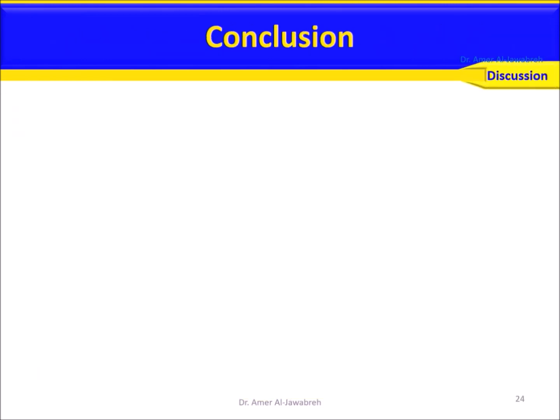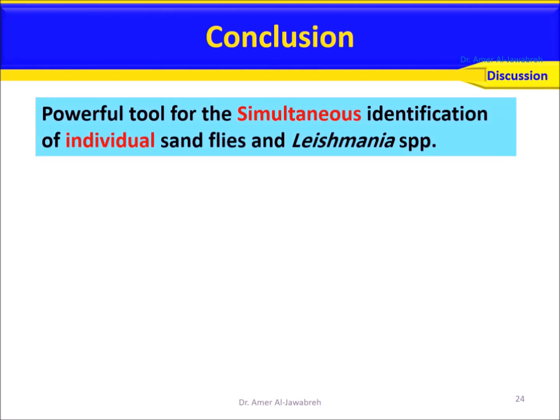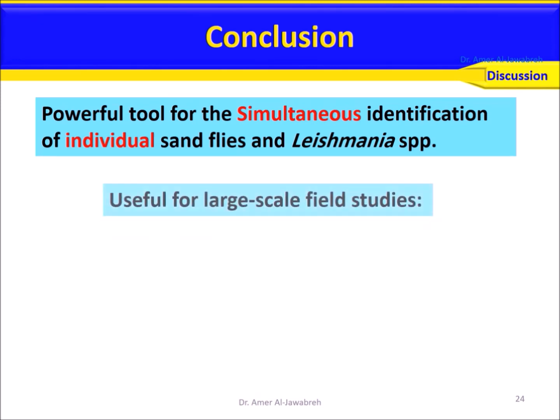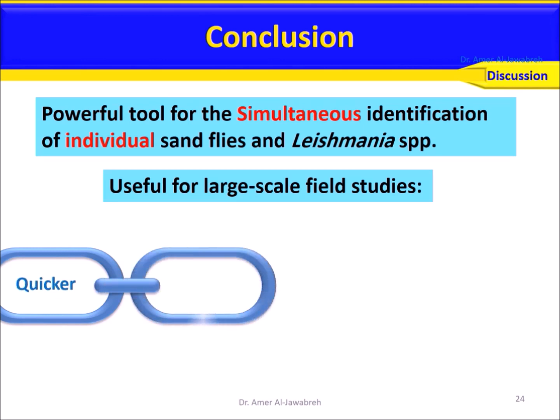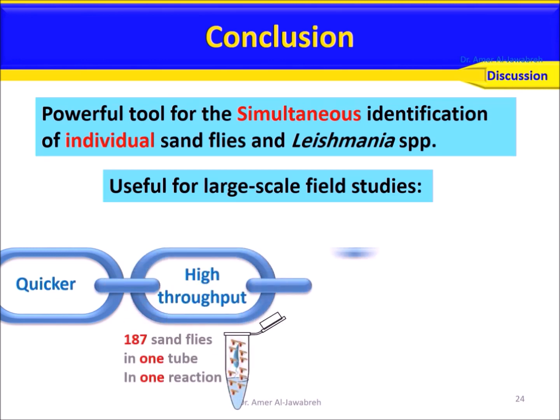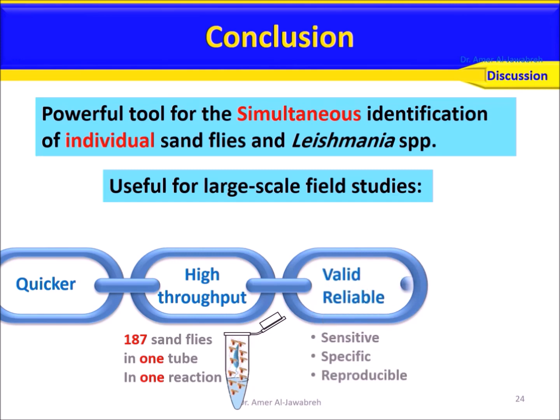Conclusion. NGS is a powerful tool for the simultaneous identification of individual sandflies and Leishmania species. Useful for large-scale field studies because it's quicker, high throughput, valid and reliable, and cheaper per sample.